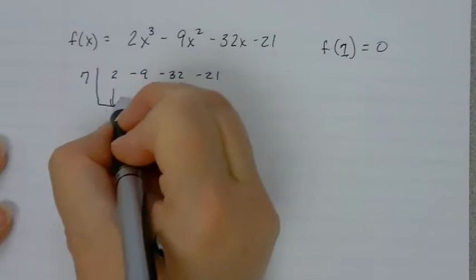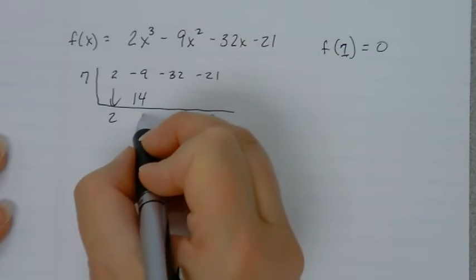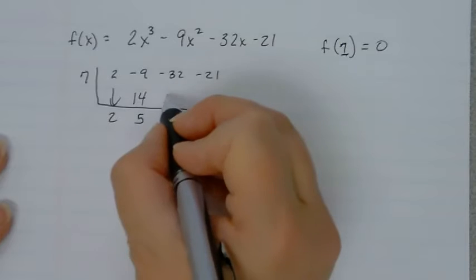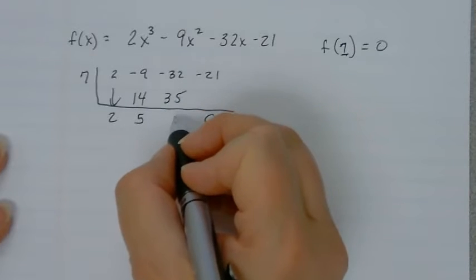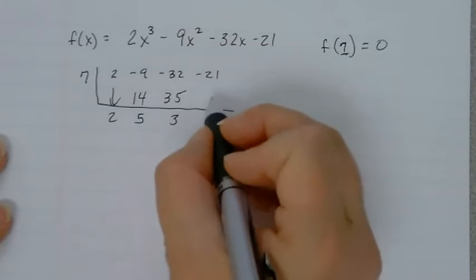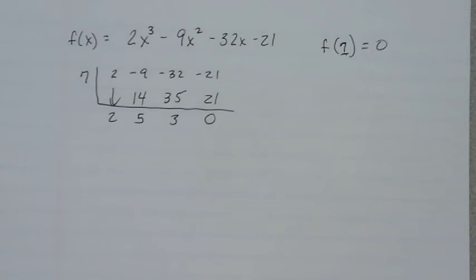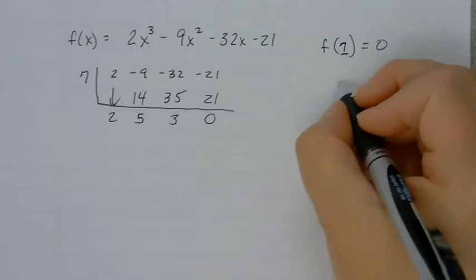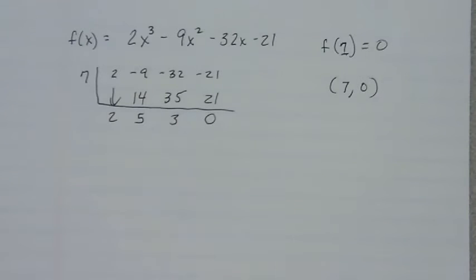I'll bring down the 2. -9 plus 14 is 5. 5 times 7 is 35. -32 and positive 35 is 3. 3 times 7 is positive 21. So sure enough, -21 plus 21 is 0. So it is true, 7 is a 0. It's a root. It's an x-intercept.